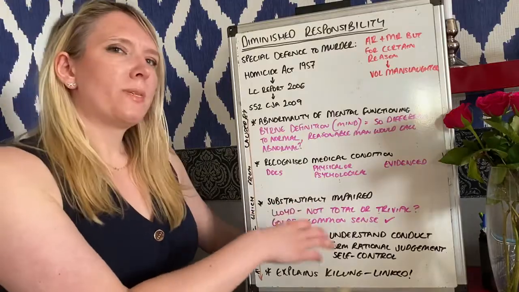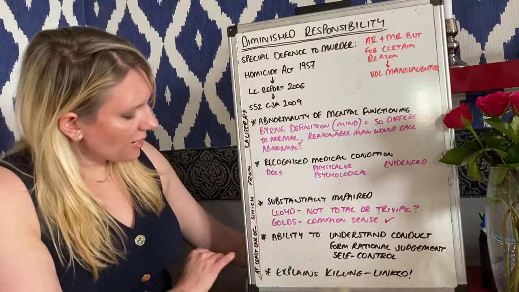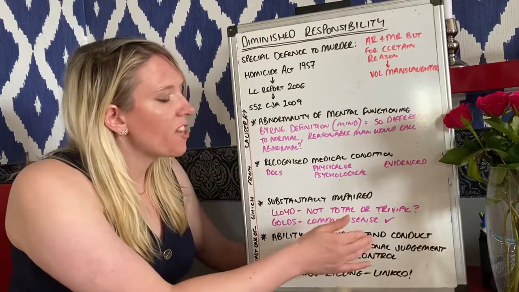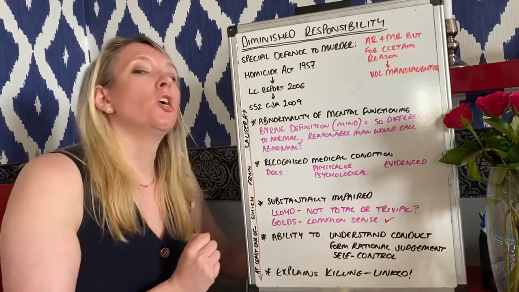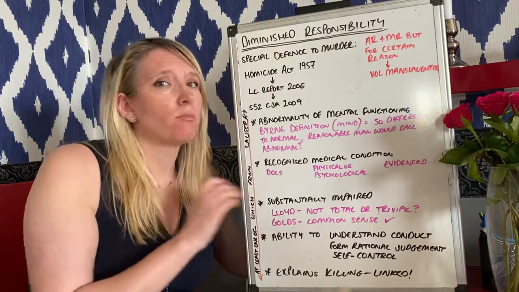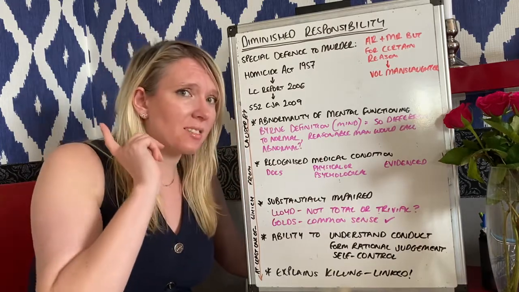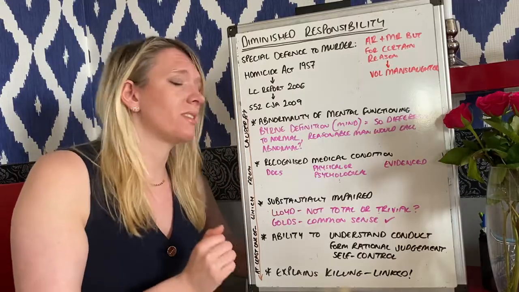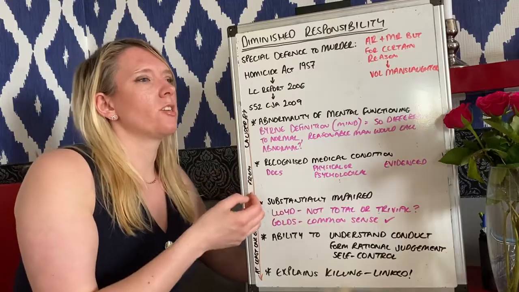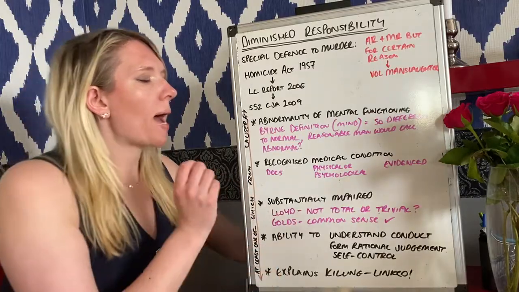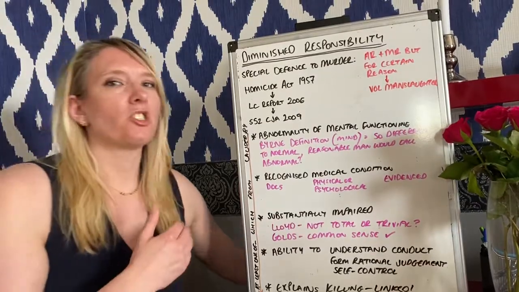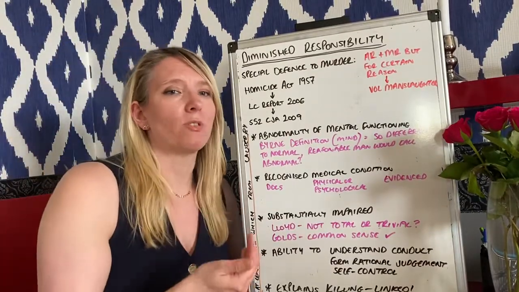So that substantial impairment has to impact, I don't know how well you can see this, at least one of these three abilities we have. Now, it might impact on one or two or all three, doesn't matter. As long as it impacts at least one, we can raise this defence. So my medical condition substantially impaired my ability to understand my conduct. I just did not understand what I was doing.